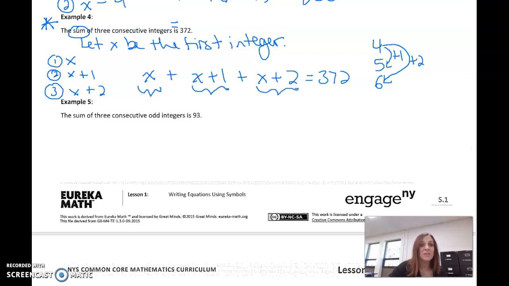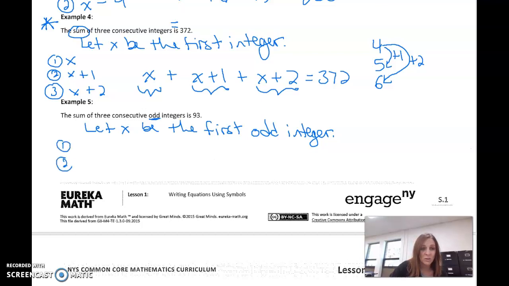Now this next one here is very similar, except you're going to see odd integers. So I'm going to start with let x be the first odd integer. 1, 2, 3. X is the first odd one. So let's give an example of some odd ones. 5, 7, 9. Now this time, the next consecutive odd integer, I'm not adding 1 to, I'm adding 2 to. So I'm going to say this is x plus 2. The next consecutive, I'm going from 5 to 9 in my example here, I'm adding 4 to. So this is x plus 4.